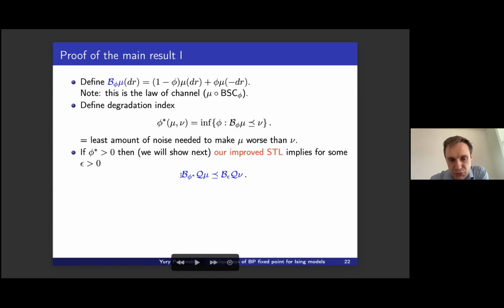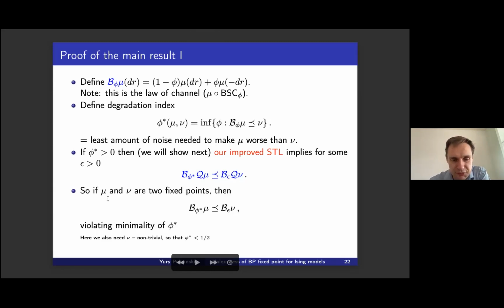So don't try to mentally prove this. I will show this implication in a second, right? For now, just trust me that this holds. So there's some kind of partial order relationship between Q mu and Q nu defined like this, okay?